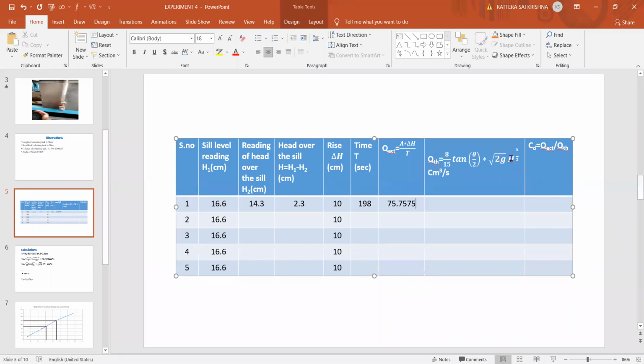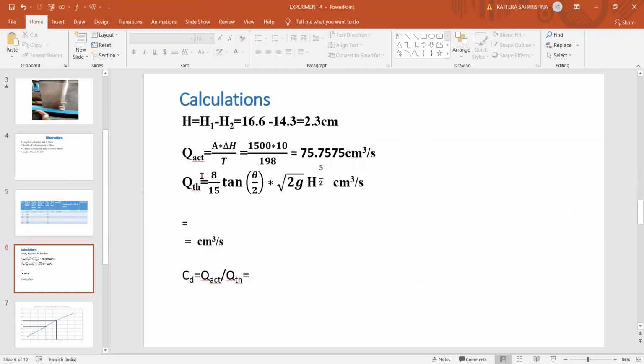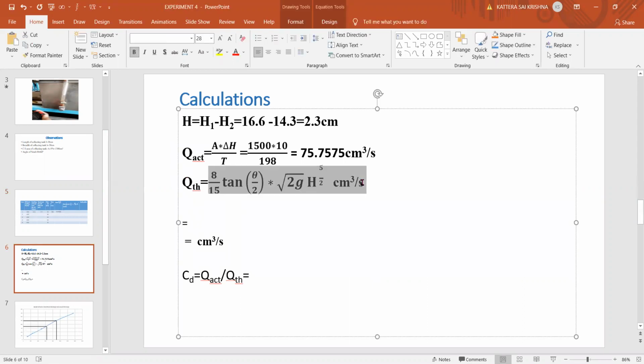So what is H? H we have already taken, the head over the sill value, that is 2.3. So this capital H is 2.3. And now we know what theta is for our notch. What was the theta value we have taken? 60 degrees. So calculate Q theoretical using this formula. The Q theoretical formula I have given here already. So 18 by 15.